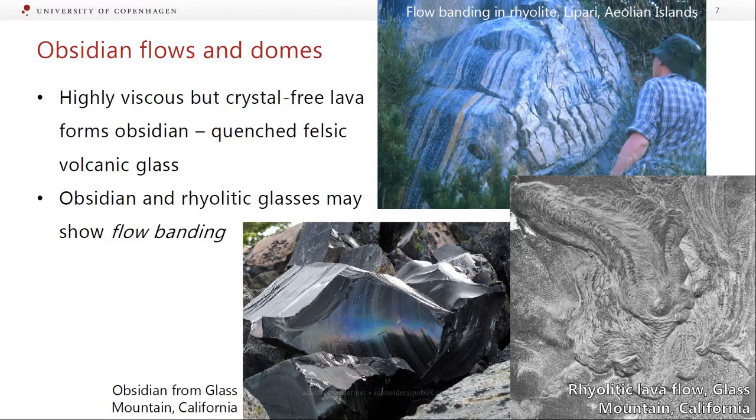At the extreme end, we can get obsidian flows and domes, and obsidian is a highly viscous but pretty much crystal-free lava. When it quenches, we get obsidian. This is a felsic volcanic glass, and these flow incredibly, incredibly slowly. This is a picture of a rhyolitic lava flow from Glass Mountain in California. And this is a picture of the obsidian in it. You can see it's pure glass. It's got glassy breaks in it.